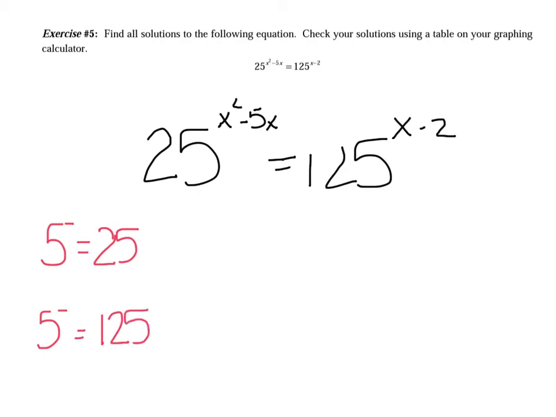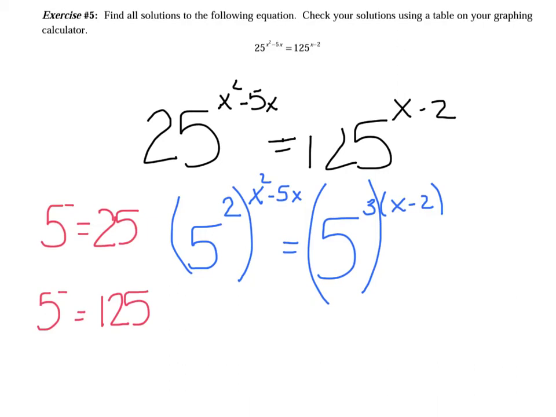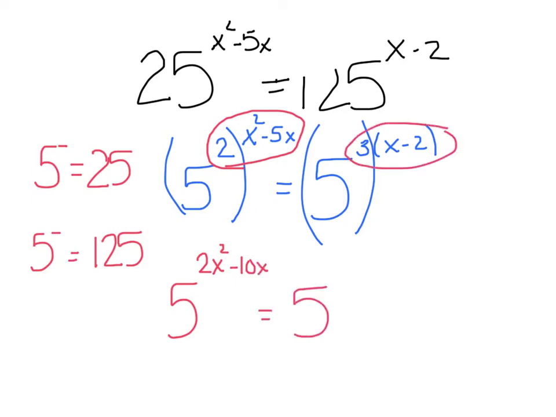Why don't you pause it, rewrite your common base, and see if we get the same thing. I went with 5 squared for 25 and 5 cubed for 125. I substituted them in with parentheses because that's really all I'm doing. And now watch your power to a power. Remember, that means to multiply. So I keep my base, and that's to the 2x squared minus 10x. Keep my base on this side. Power to a power is multiply, so 3x minus 6.